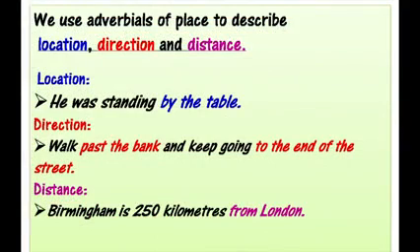Children, as I already told, adverbials of place are mostly prepositional phrases. So the use of adverbial of place is to describe the location, direction, and distance. If you see the location, for example, he was standing by the table. Here you could see the prepositional phrase saying where he was standing. So it shows the location of where he is standing.